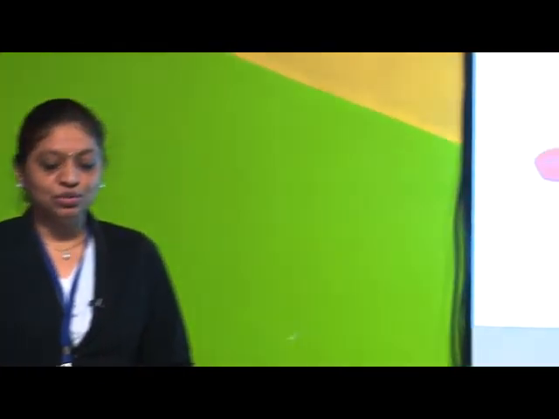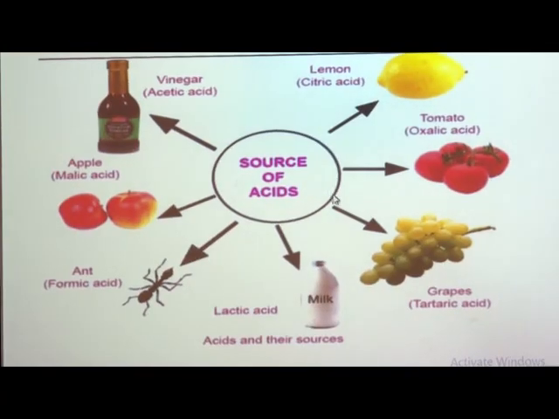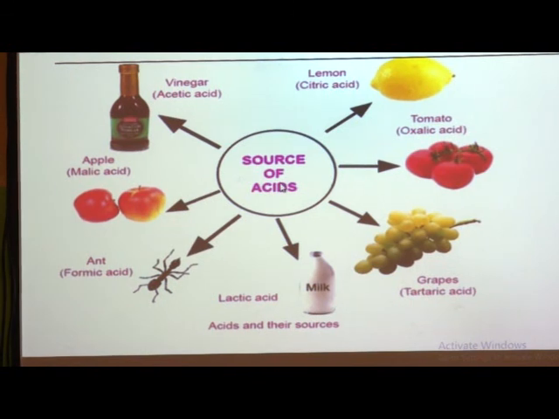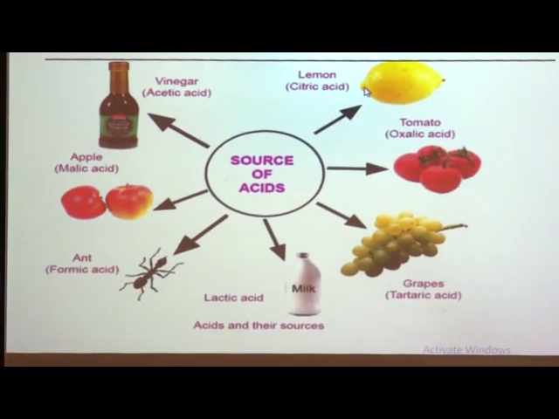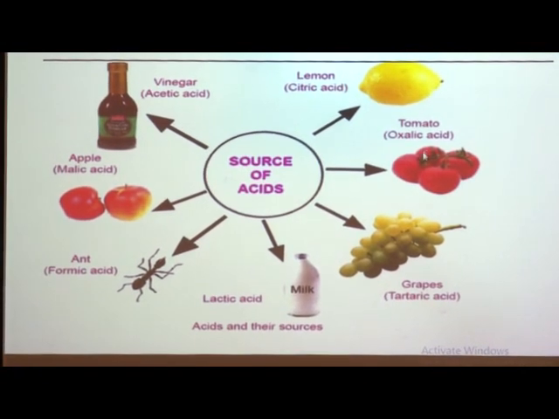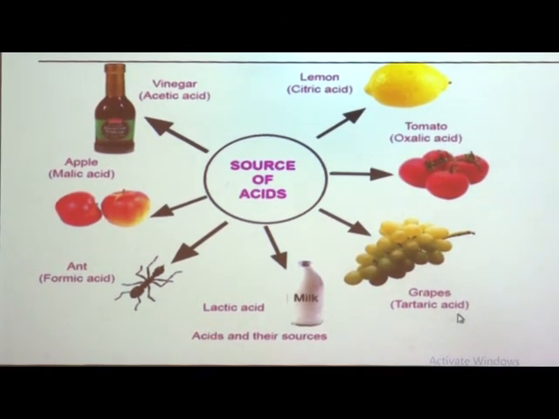Let us take a recap of what we discussed in lesson number 5 till now. We also discussed the sources of acids. Which are the sources of acids? First one is lemon, in which we can see citric acid. In tomato there is oxalic acid. Then in grapes there is tartaric acid.